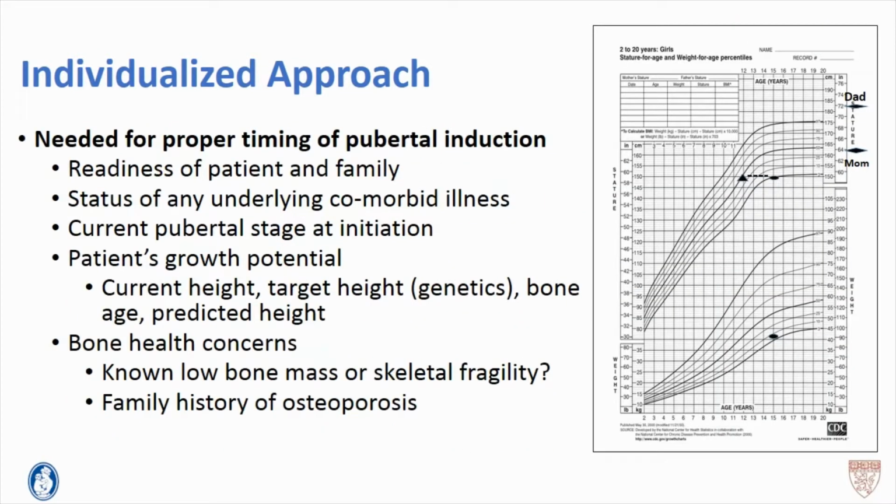Here's a growth chart. We spend a lot of time with growth charts. We always ask about the mother and father's height. That gives us information about genetic potential and where that young person should be headed in terms of their final height. When I'm thinking about whether to start estrogen, I'm talking to the adolescent one-on-one.